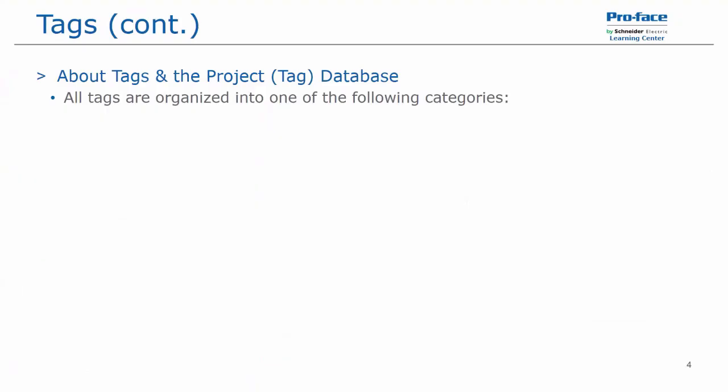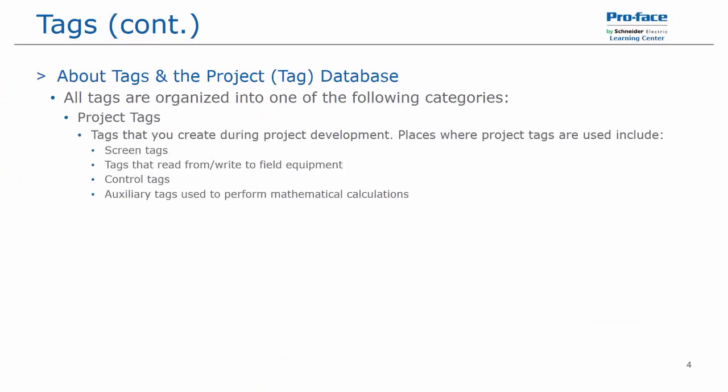All tags are organized into one of the following categories. There are project tags. These are the tags that a user will create during the application development. These tags include screen tags, tags used for device or PLC communication, control tags, meaning tags that will toggle scripting or in the schedule or math worksheets, and auxiliary tags that are used to perform these calculations, meaning in the background tasks, anything that will store the data from a mathematical equation.